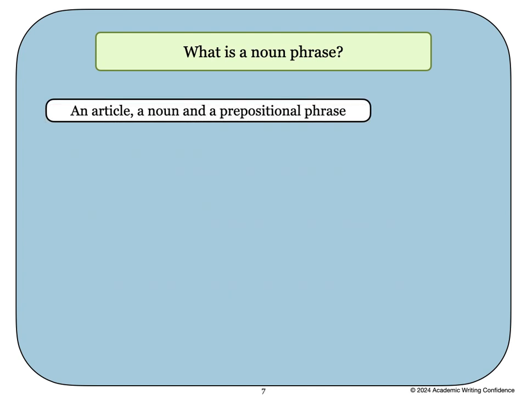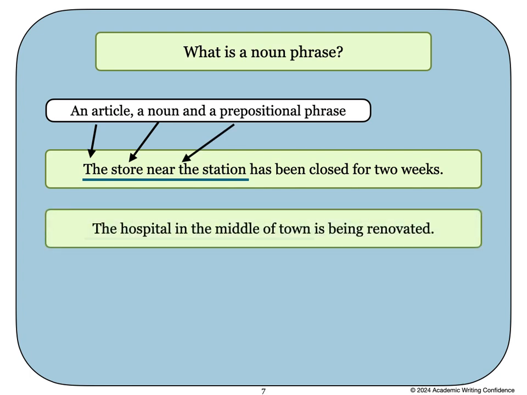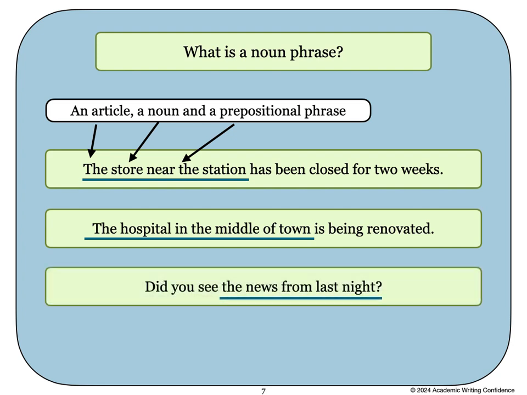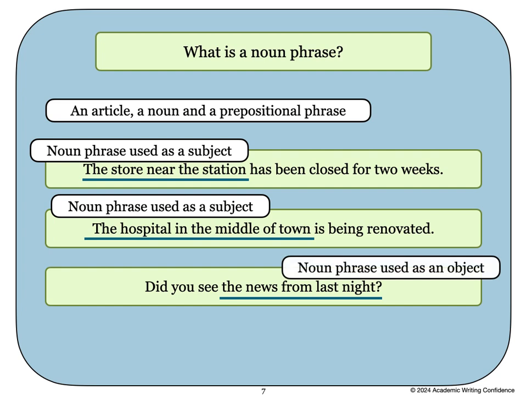One more way a noun phrase can be made is with an article, a noun, and a prepositional phrase. The store near the station has been closed. The hospital in the middle of town is being renovated. Did you see the news from last night? Again, the first two sentences are used as the subject, and in the last sentence, the noun phrase is the object of the sentence.